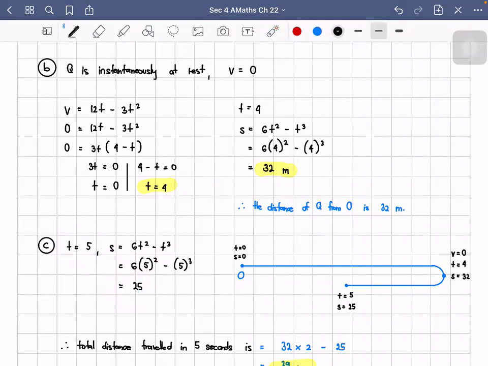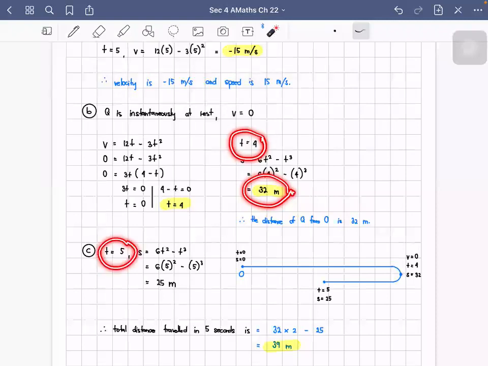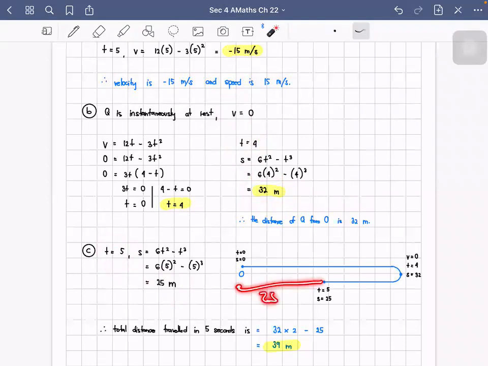Please observe, class, that after 4 seconds, the distance is 32 meters. But after 5 seconds, it's lesser, 25 meters. That's because on letter B, the particle is instantaneously at rest. That means that it's turning, or returning, to the origin. So that's why after 5 seconds, it's now at 25 meters away from the origin.